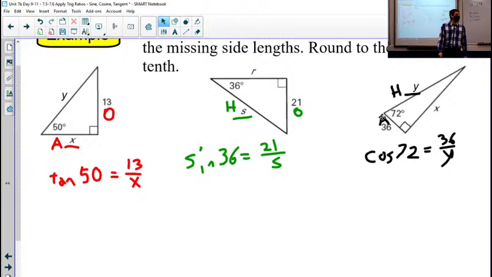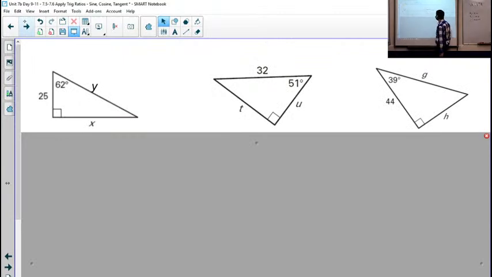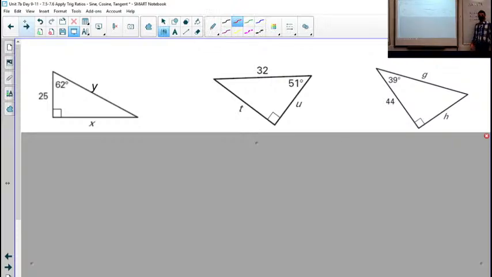All right. Let's try a couple more. You can put your Chromebooks away because we're going to try these rapid fire even quicker here. We're going to do them all at once. So these last three, I'm going to underline which one I want you to solve for here.